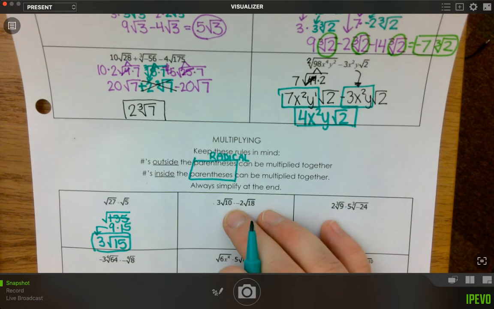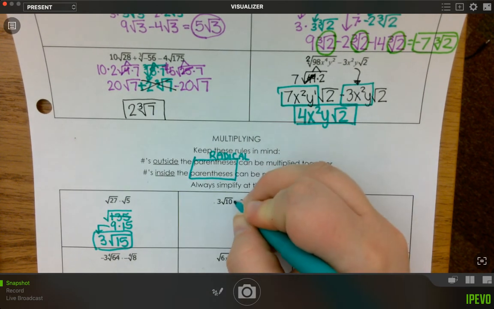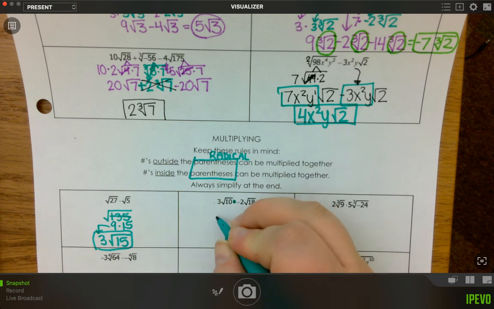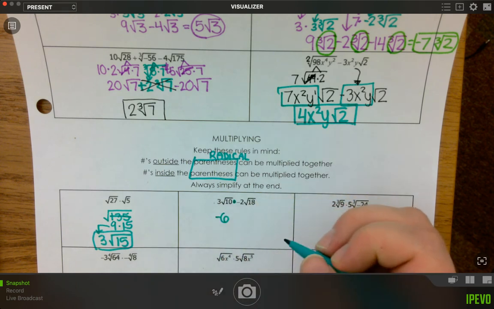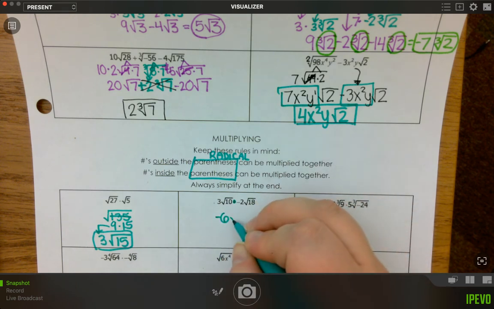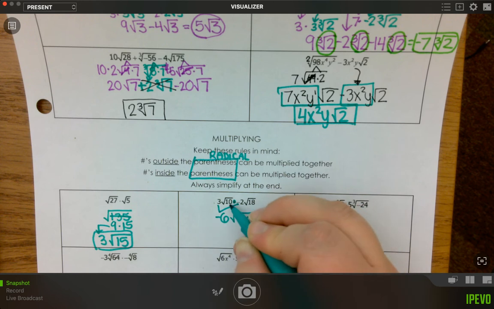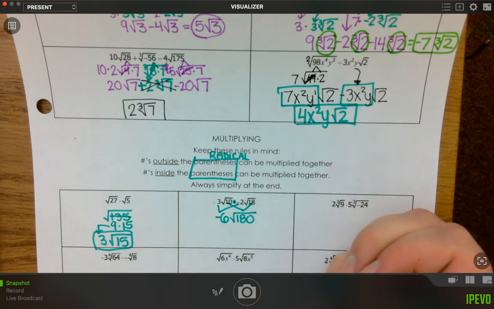And then I know this one looks a little different, a little weird. This is a multiplication symbol right here. So it's not subtracting, it's multiplying. So what you're going to start with is multiply the 3 and the negative 2, because those are both outside, and then multiply the 10 and the 18, because those are both inside. Okay, so really we're just doing that and that.